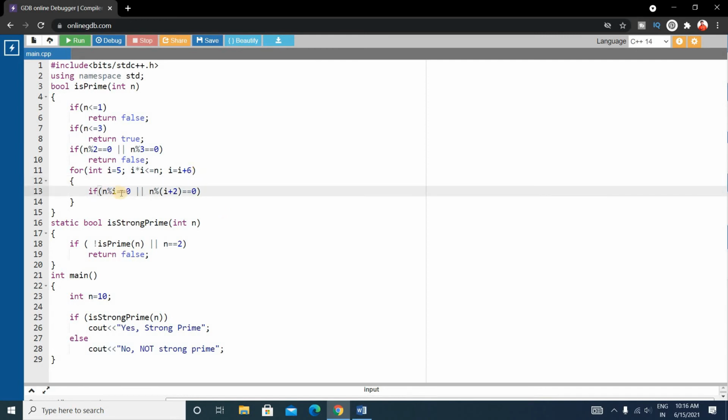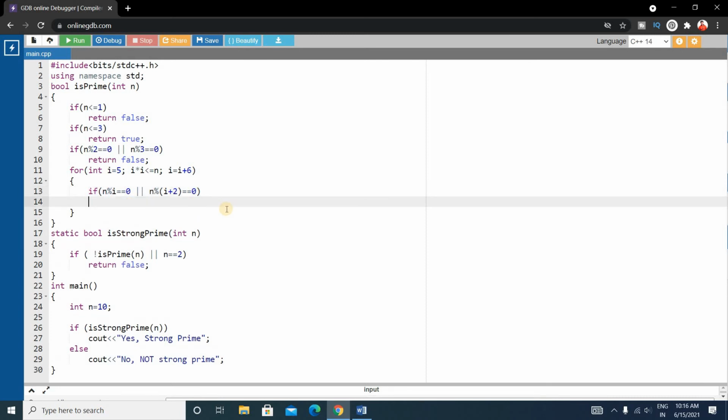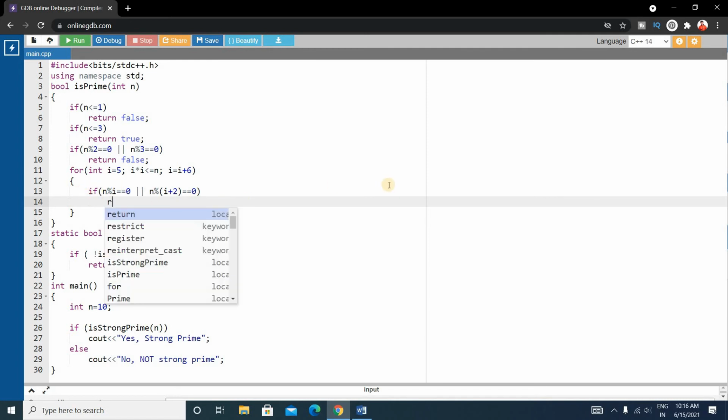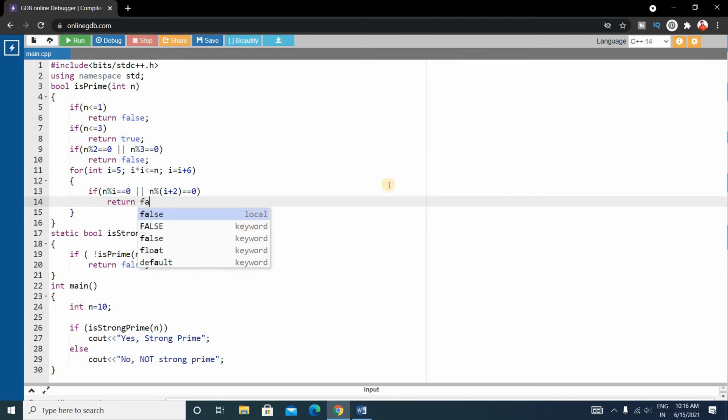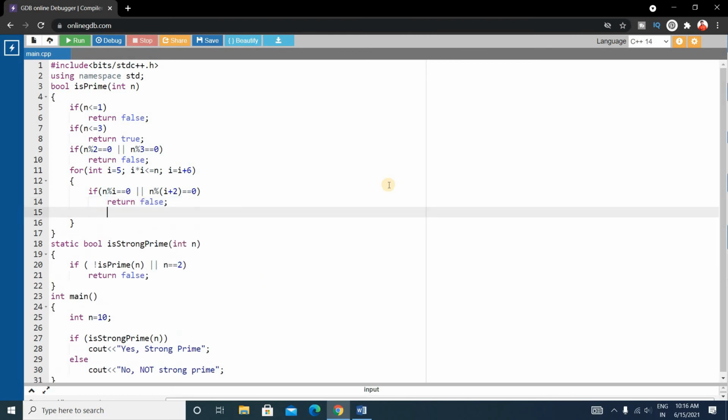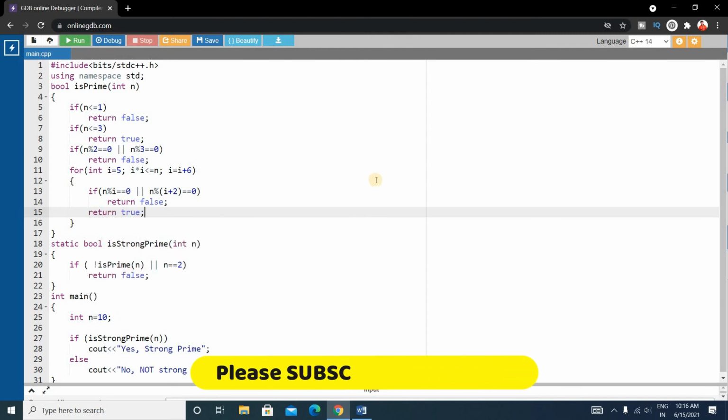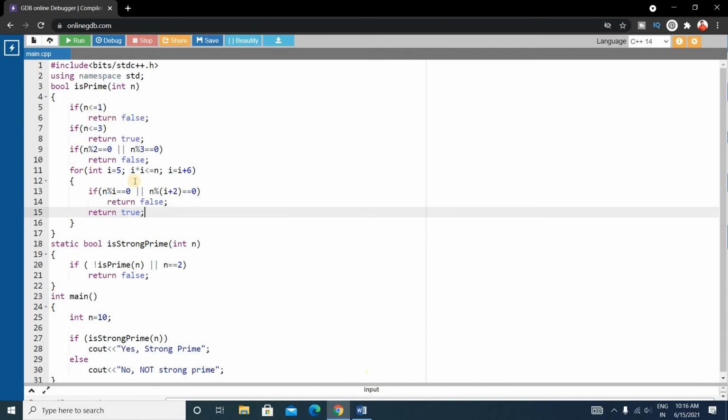So if n is completely divisible by i, or n is completely divisible by i + 2, then we will return false, because it divides by i. If it does not divide by i, then we will return true. So for this if condition we will return false, and if this condition is not satisfied, we will return true from here. So this is the code to check whether a number is prime or not.